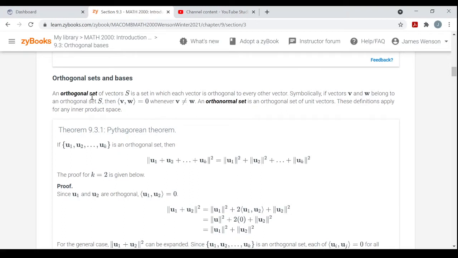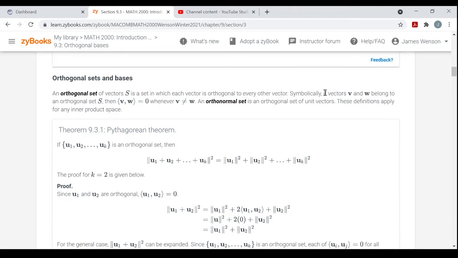So an orthogonal set of vectors, say called S, is a set in which each vector is orthogonal to every other vector. Every other one. No vector is orthogonal to itself, except the 0 vector, I guess you could say, is orthogonal with itself. But no non-zero vector is orthogonal to itself. So this is a set in which every vector is orthogonal to every other vector.